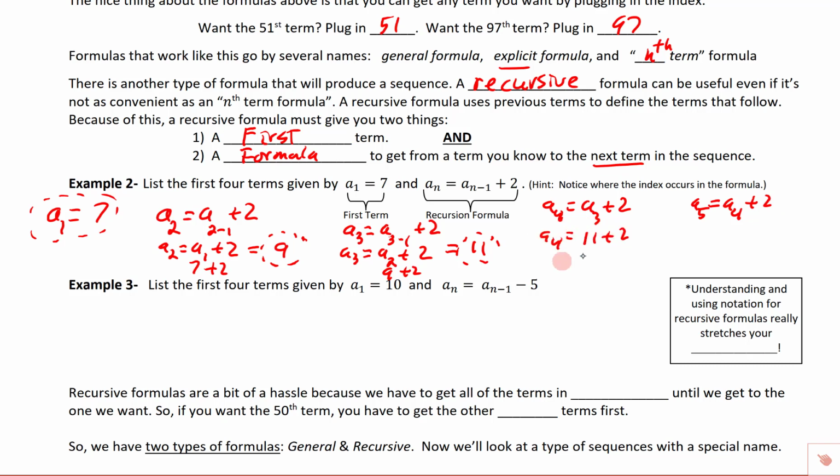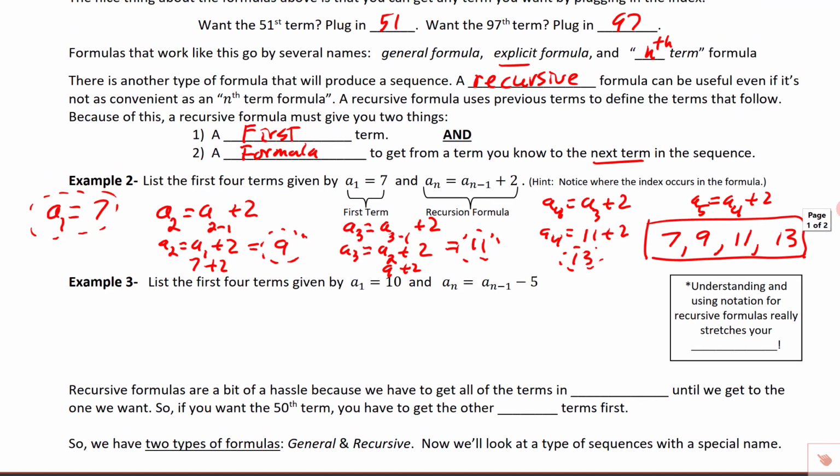And we end up with 13. So I'm going to take each one of those circled ones here and write it in a nice little fashion. So here's my list of numbers. Here's my sequence: 7, then 9, then 11, and then 13. I'll just put a box around that right there, and we'll be done with that one. Okay, so there's one recursively defined sequence.